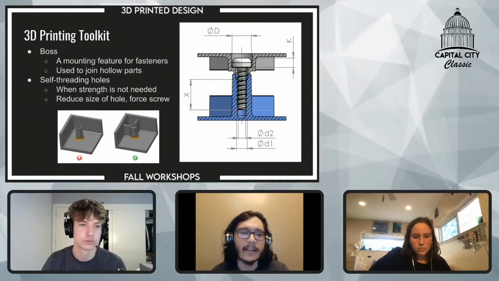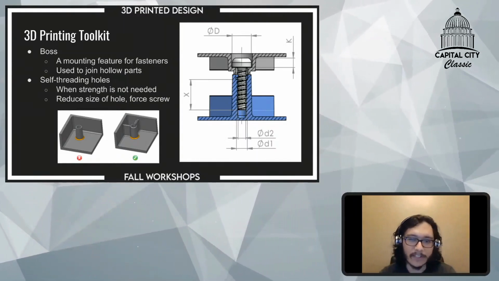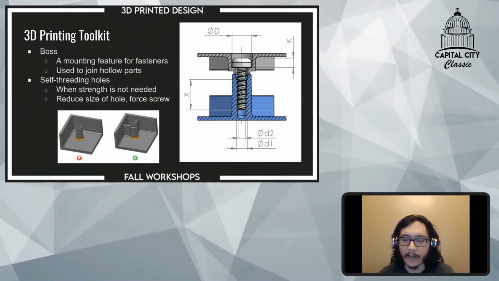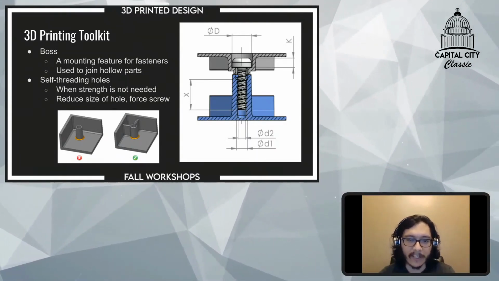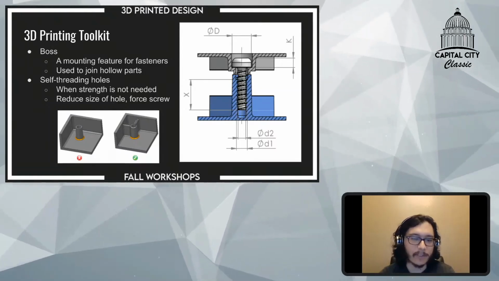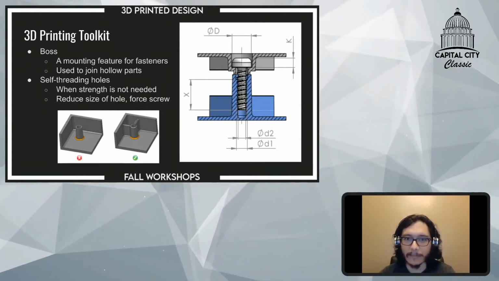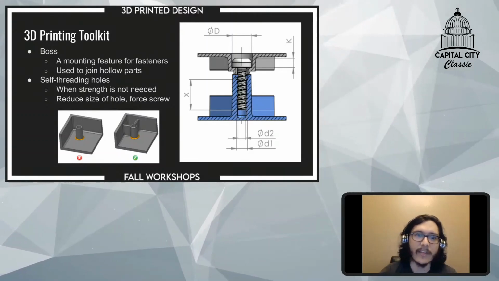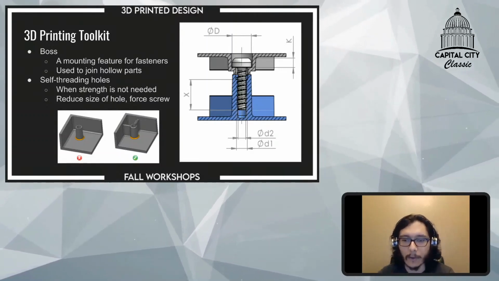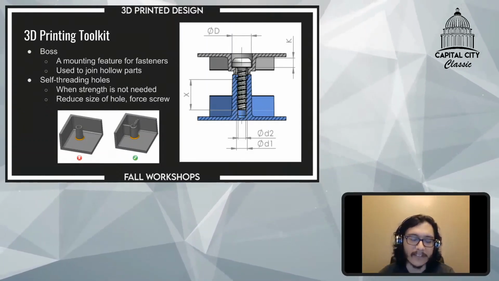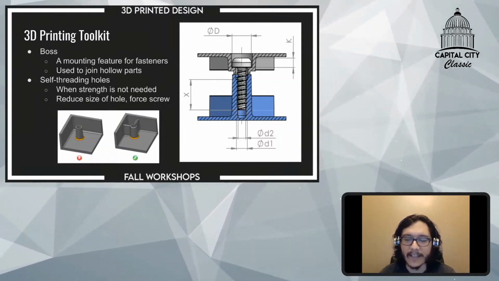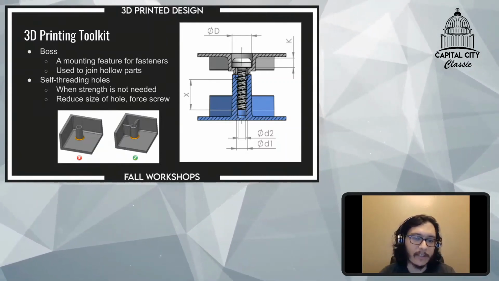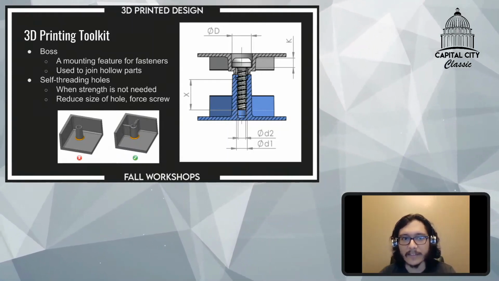Cool. So bosses. Typically they're used for fastening features. A lot of these features can be seen if you have ever taken apart any injection molded parts, like a TV remote or something like that. You'll see a lot of these features in them. They're a good feature for fastening stuff. Basically, you have this cylinder with a hole in the middle so that you can actually put fasteners into it.